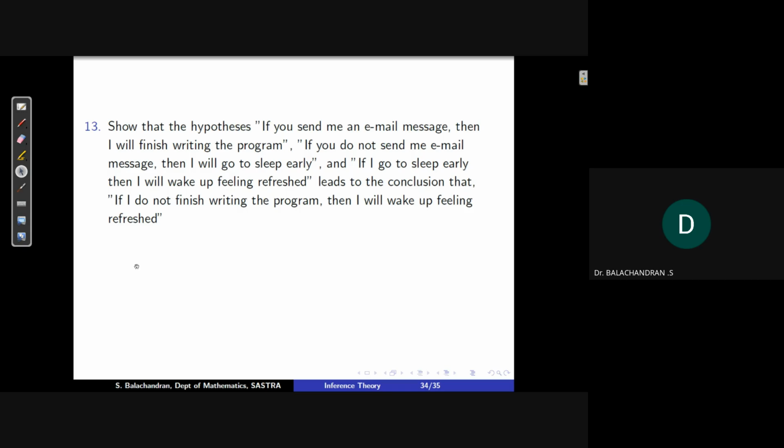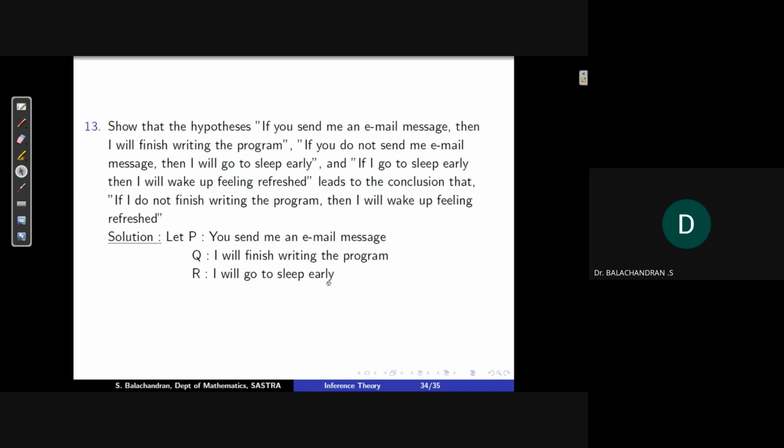So I will write one by one. P: you send me an email message. Q: I'll finish writing the program. R: I will go to sleep early. S: I will wake up feeling refreshed. So that's all. Everything is covered.